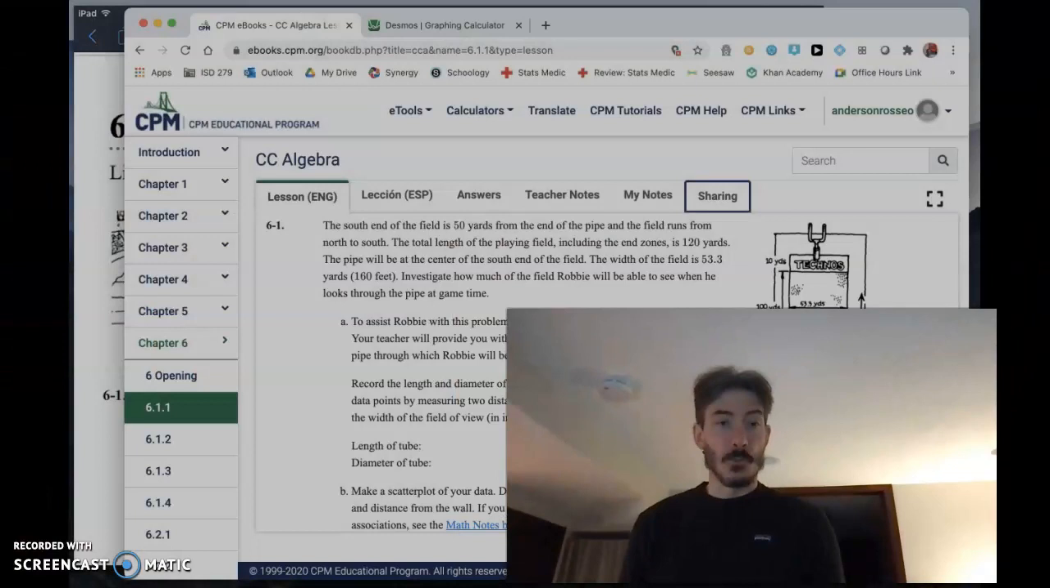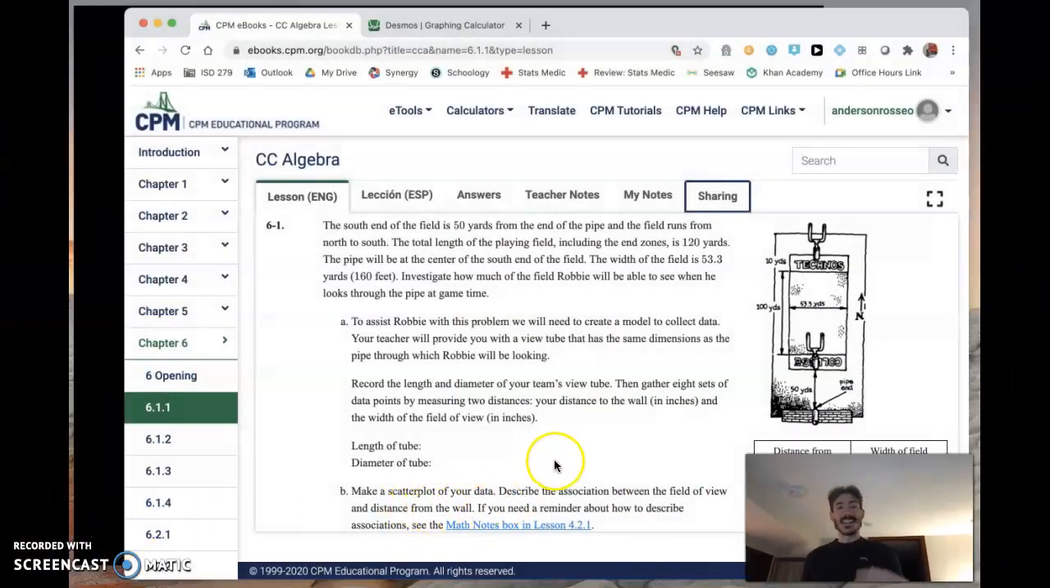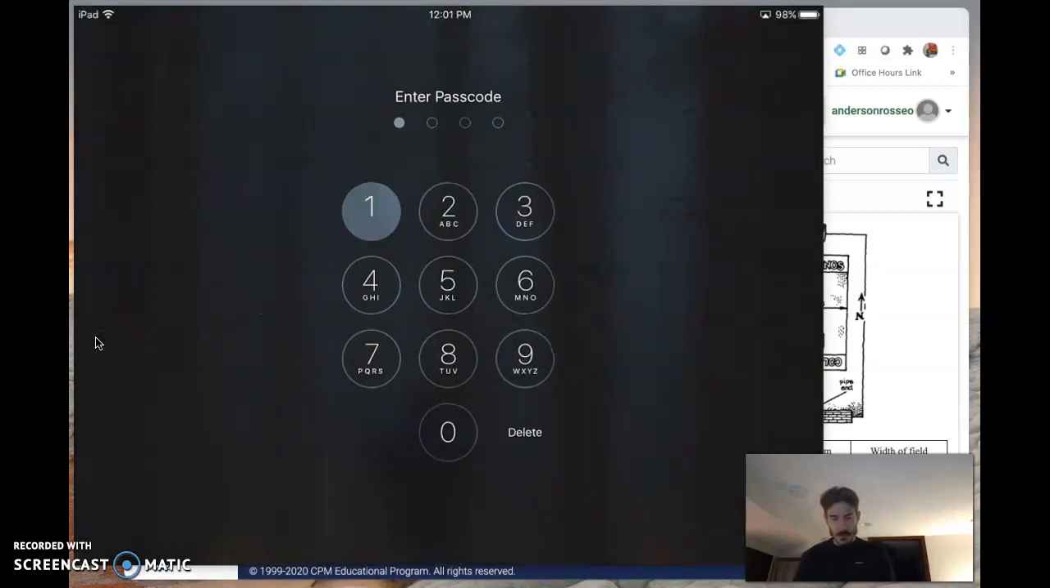And Robbie, as he's looking through the drainage pipe, is going to experience a similar effect, right? So we've got to create a model for the data collection. And like I said, if you were in class, if you were showing up in person, I'd have toilet paper rolls or paper towel rolls for you, and we'd be doing this collection. Okay? But I can't do that right now, so I generated the data, and the data is going to be on my notes on my iPad.